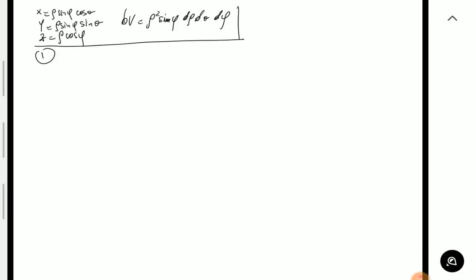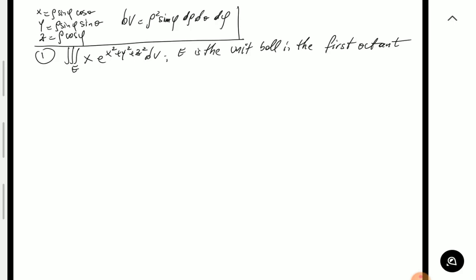All right, so our first example, let's compute the triple integral over the solid E of the function x e to the power x squared plus y squared plus z squared dv, where E is, let's say, the unit ball in the first octant, like in the positive region of the space. It's an 8th portion of a sphere, basically, right? So if you were to sketch this, it's going to look like that, more or less.